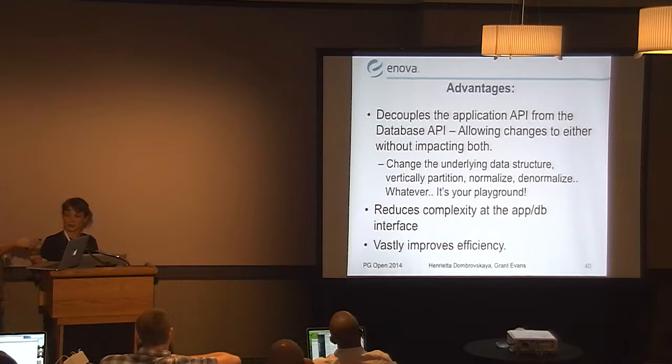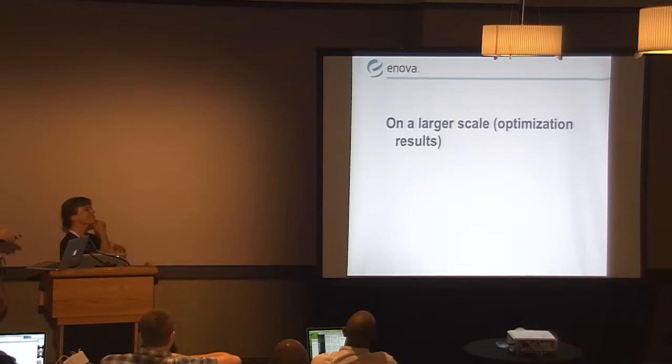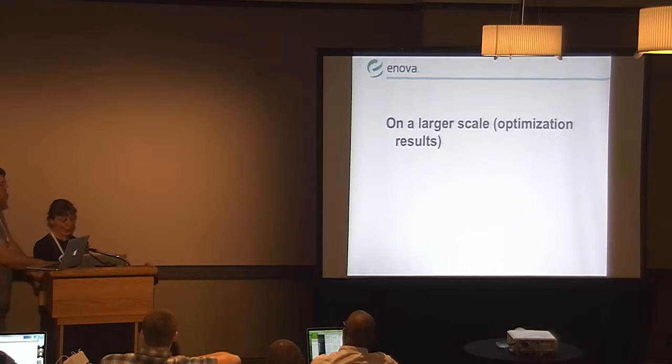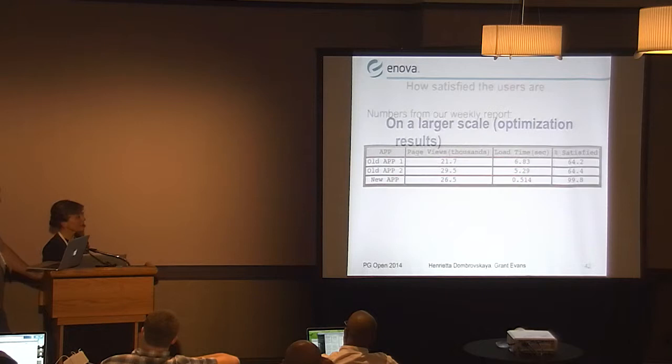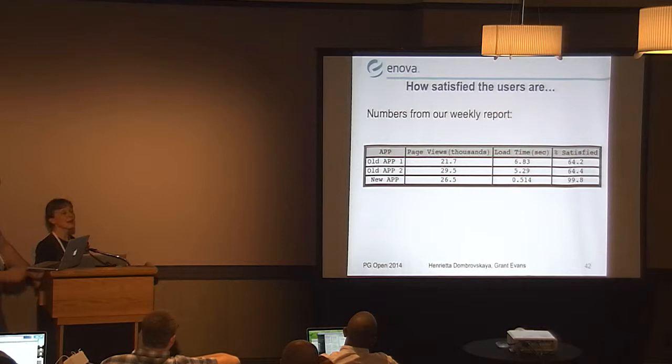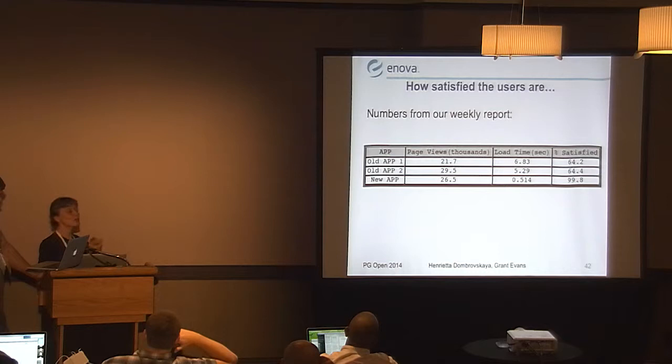Now, Henrietta is very proud of these next slides because the proof is in the pudding. These are, again, last year's results, but I still want to showcase them because they show how we drastically improved our performance. First, some of you are probably familiar with New Relic. It shows information about your application, like your average page load time and level of customer satisfaction. You can see we have two old applications and one new application, and it's new because significant portions of it were written using this new technology.